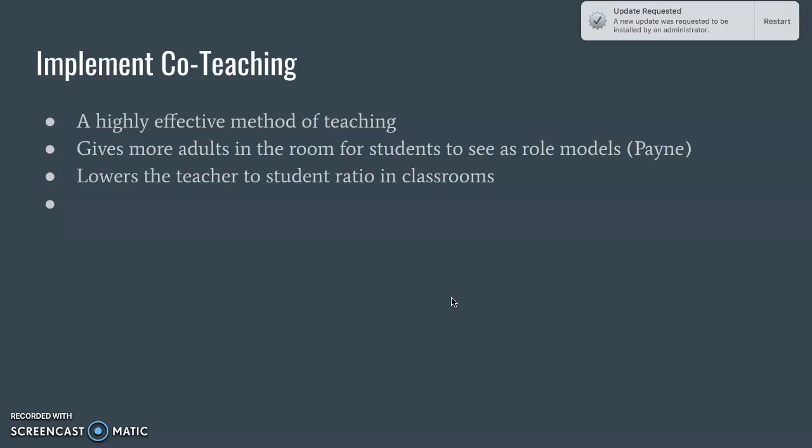So first, with implementing co-teaching, this is a highly effective method of teaching. There's lots of research. There's a class here at Baker that will go over using co-teaching. This really gives more adults in the room for the students to see as role models, and this is something that Payne says a lot that would help with especially students from poverty. If they can have some role models, they're more likely to get out of poverty.